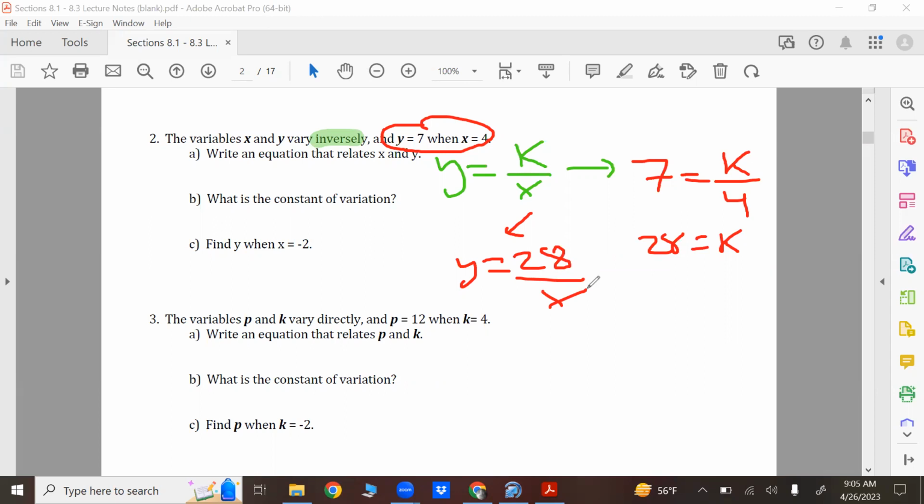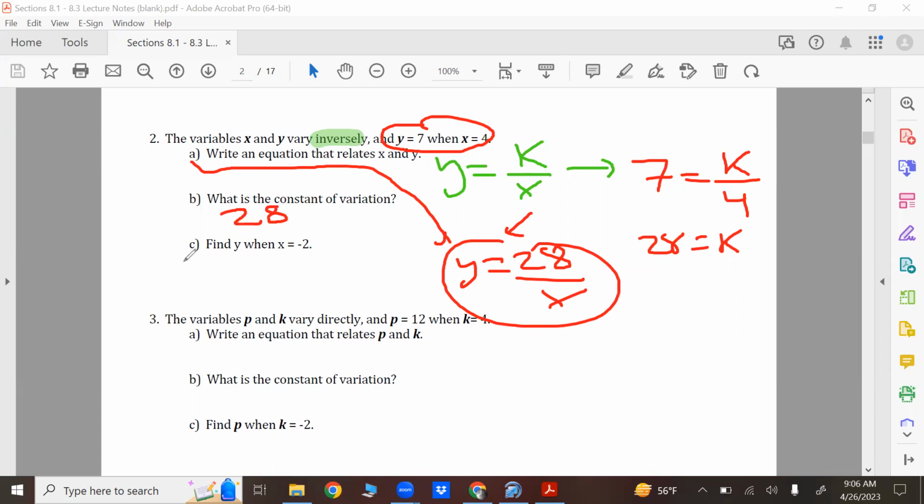Plus, here's another thing to do. What's 7 times 4? Well, there you go. I multiplied because it was inverse. There was a constant product made of inverse. So that's part A. And my constant of variation, of course, is 28.